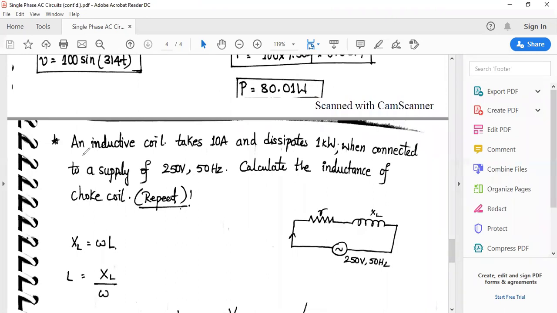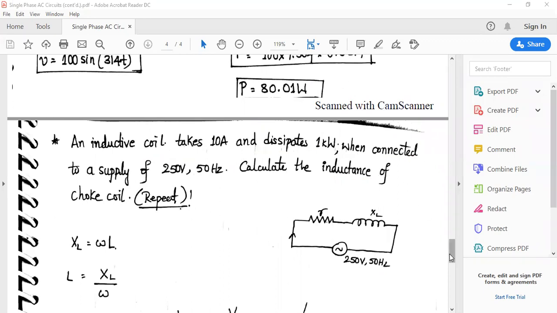Moving on to the next one: an inductive coil takes 10 amperes and dissipates 1 kilowatt when connected to a supply of 250 volt. Calculate the inductance of the choke coil. This is a repeated problem which has been solved in the class, so see to it that you take a note of it again.